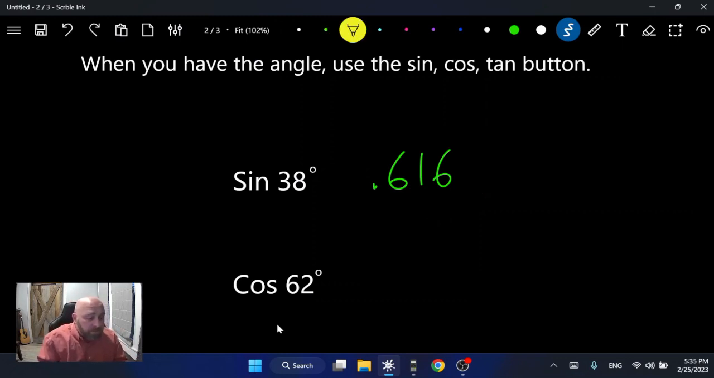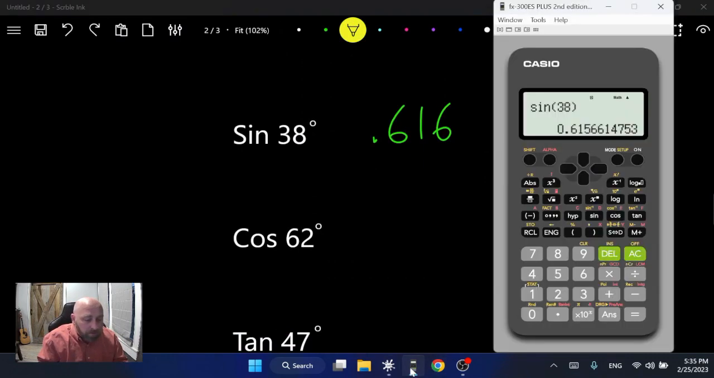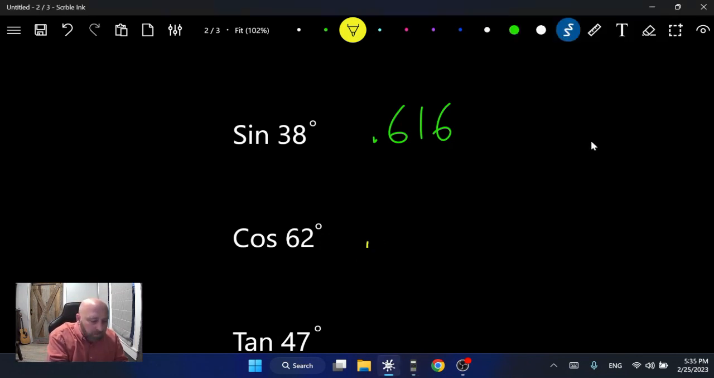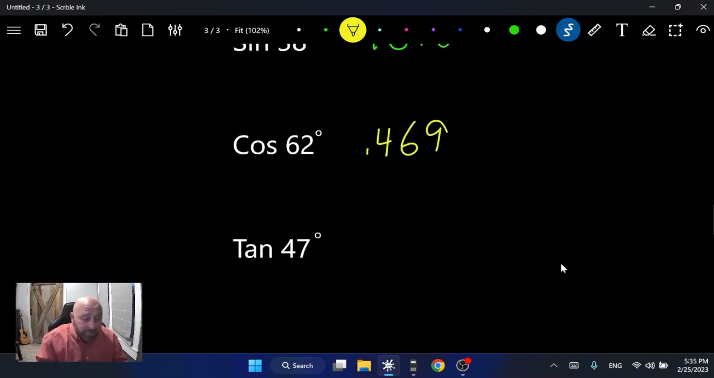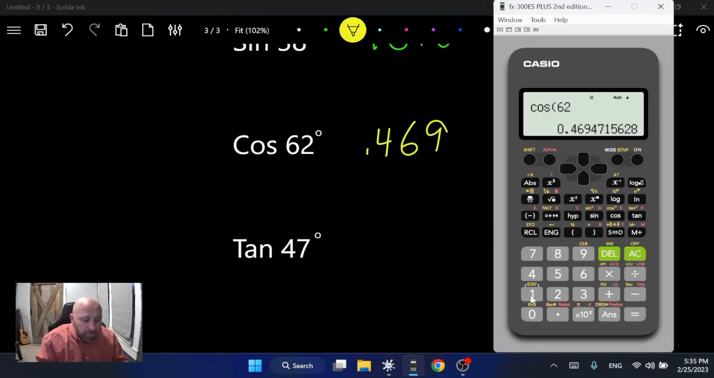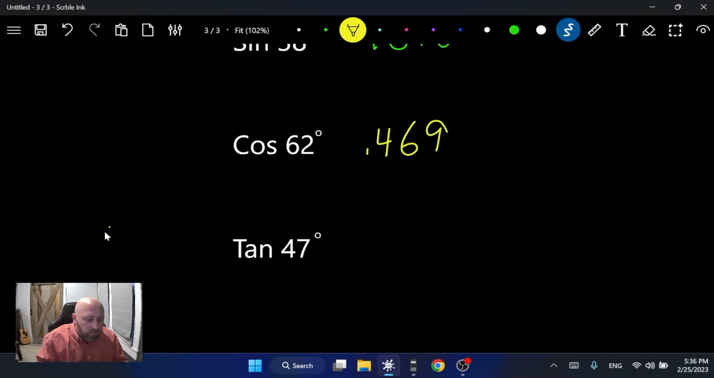All right, the next one is a cosine problem. So we're going to grab our calculator again, and we're going to hit the cosine button this time, and we're going to hit 62, and then we'll just hit equals, and we'll get 0.469. There we go. It's that easy. Next one is a tangent problem, and we'll hit tangent this time, and it's 47 degrees. And that equals 1.072.